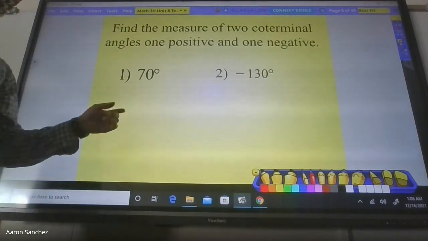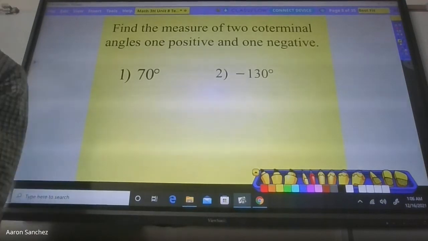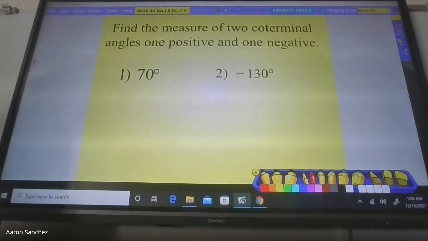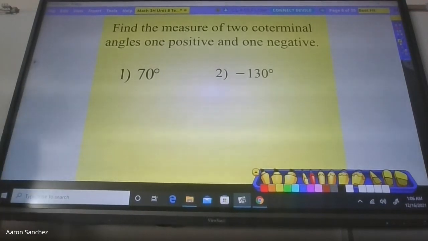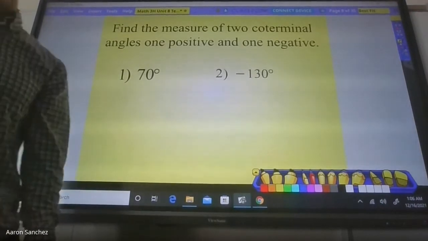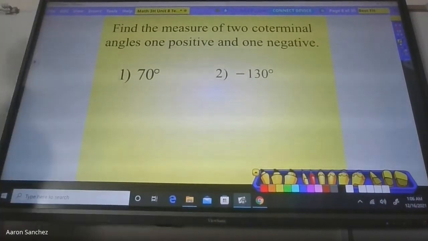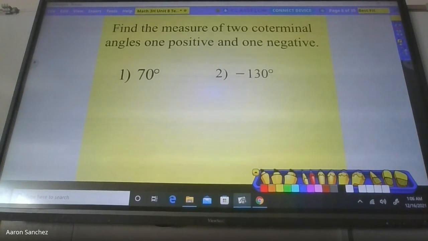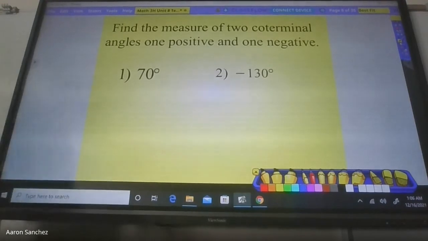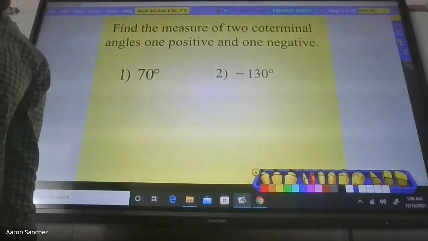Okay. Find two measures of coterminal angles, one positive, one negative. This one, you better get this one right. How do you figure out the coterminal angles? What do you do? You add 360. Add 360, subtract 360. I don't want to spend too much time on this because I think you guys can do it. Can we move on?